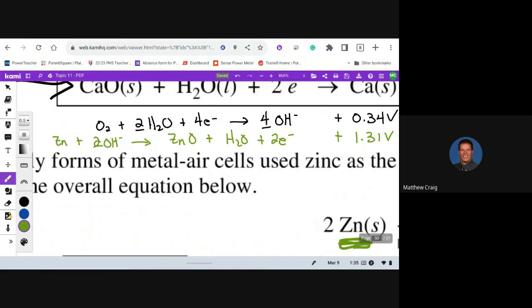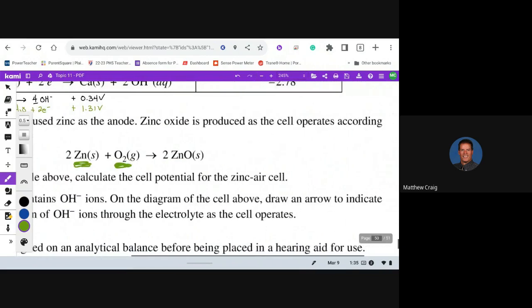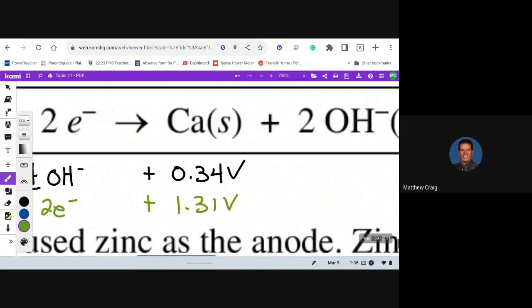Nope. We're not done yet. Okay. Or did we? Using the cell potential, calculate the cell potential. Okay. So now we do what? Add those up. So 1.65 volts.